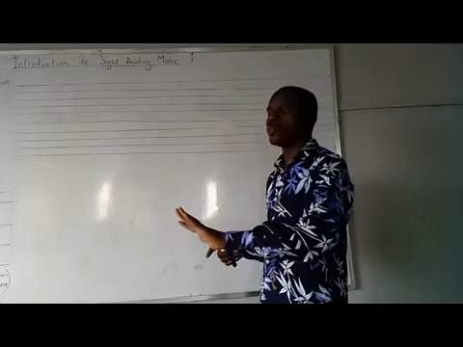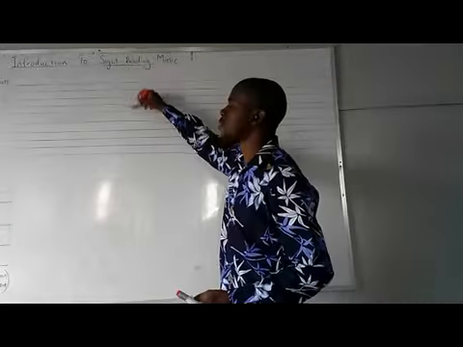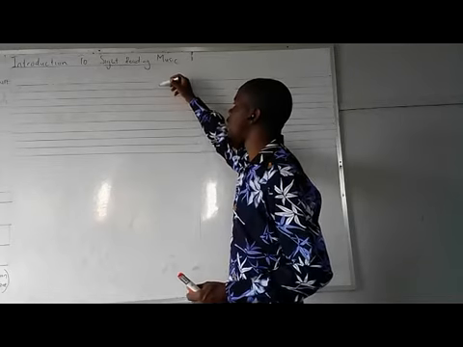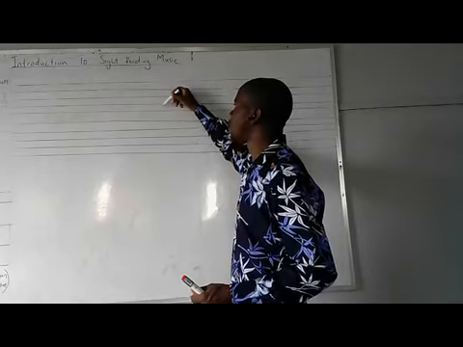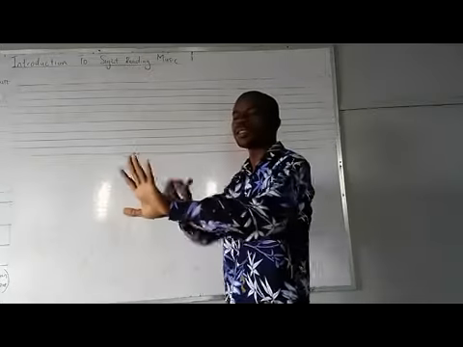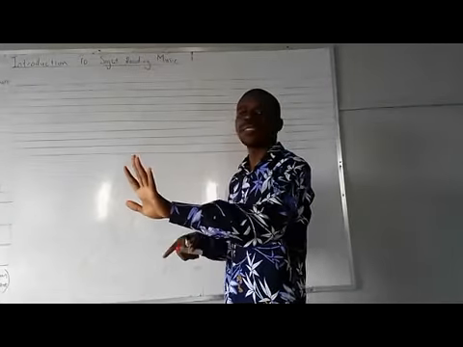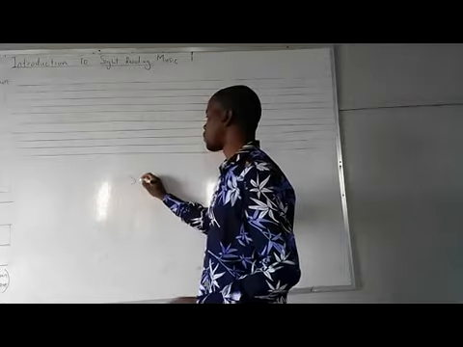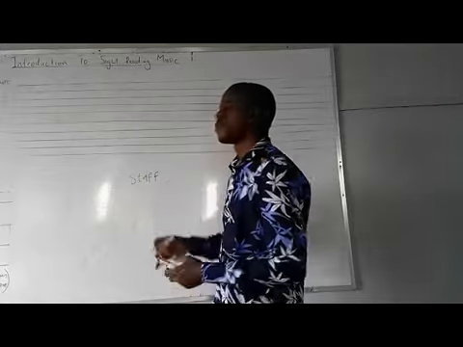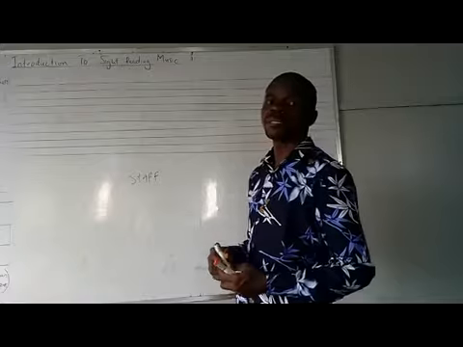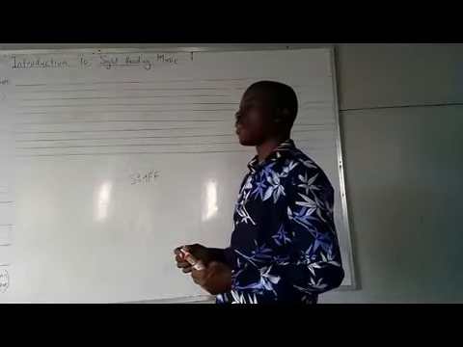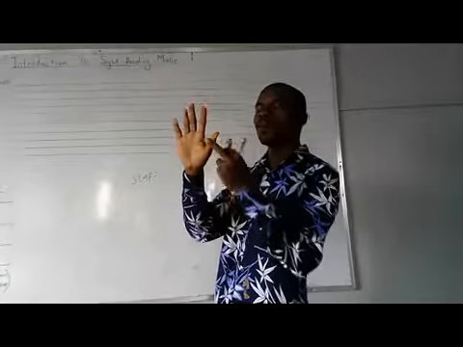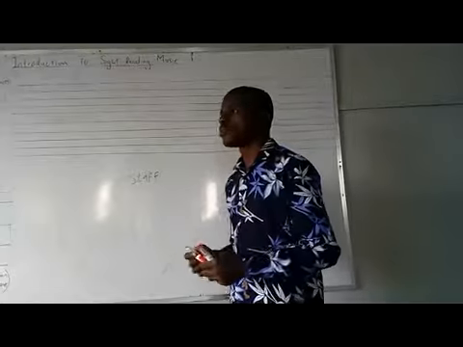So we can use this to explain the diagram on the board. Whenever you see 5 lines, 1, 2, 3, 4, 5, and 4 spaces, 1, 2, 3, 4, you call it a staff. In music, it is called a staff. So what is the meaning of staff? A staff is made up of 5 lines and 4 spaces. So take note of that.